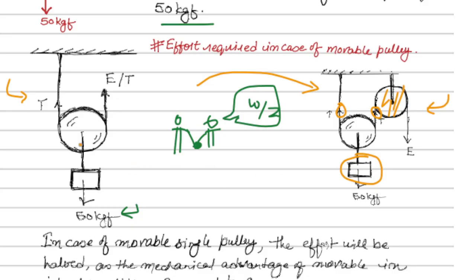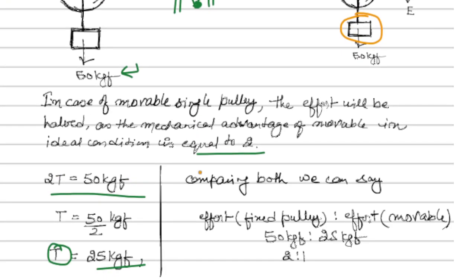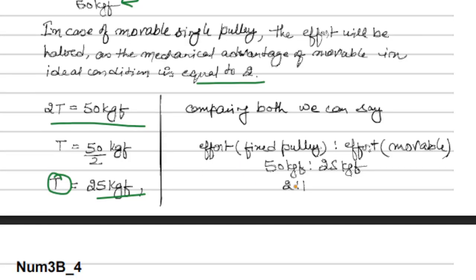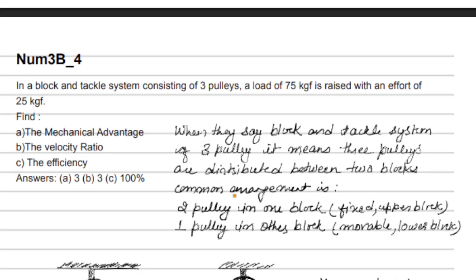So because of the movable pulley, we have to apply half the weight. That's why, if you see, we need to compare. So we will take the ratio. In the first case, in case of the fixed pulley, we need to apply 50. And in the second, we have to apply only 25. So the ratio will become 2:1. Okay, let's go to the next question.